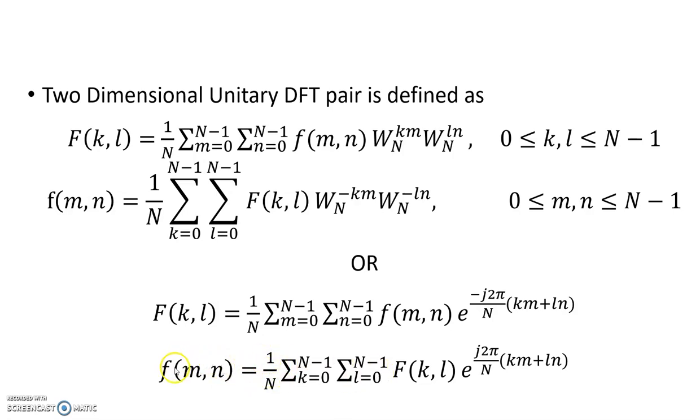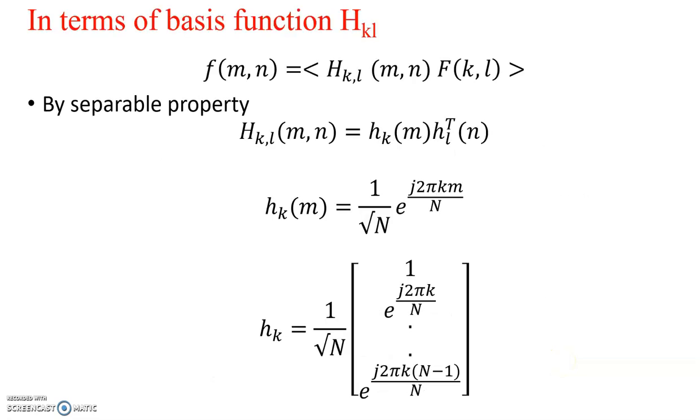Okay, so your input image can be represented as the inner product of the coefficient with the basis. So 1 by N into e raised to j 2 pi by N into km plus ln is your basis. Okay, so I can represent f(m,n) as inner product of F(k,l), that is F(k,l) is your coefficient, with basis. That basis, 1 by N into e raised to j 2 pi by N into km plus ln, I represent as h(k,l,m,n), that is a function of k, l, m and n.